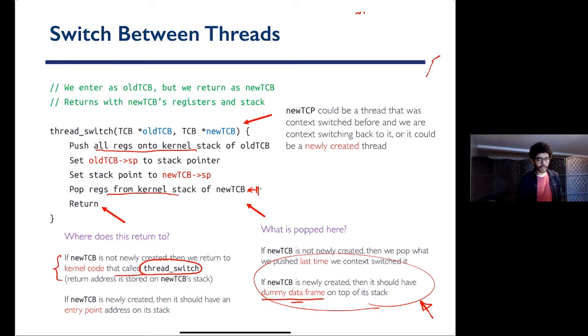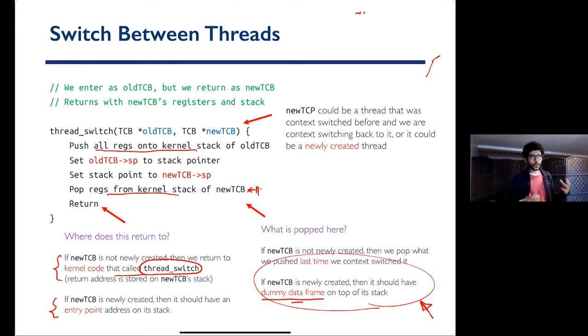So if this new TCB is something that I ran before, I shouldn't worry. There is a return address on the kernel stack that I'm going to go to. But if it is a newly created thread, then I have to be careful. I have to push the address of where I want to return to here.